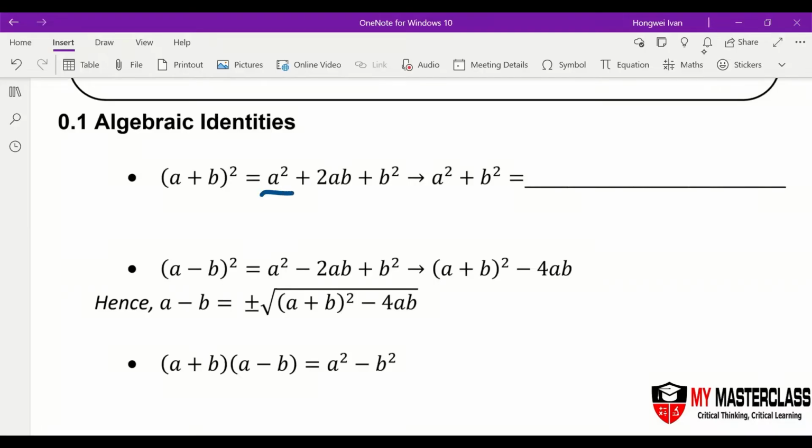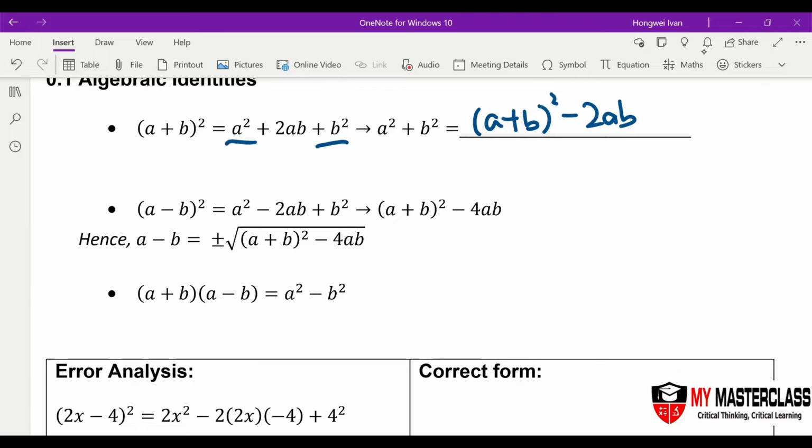Now, if I want to make a square plus b square the subject, I bring the 2ab over. This one, HCI boys must know, is (a plus b) bracket square minus 2ab. Last time, in the older syllabus, it was very commonly asked, but now most schools have already taken it out. But sometimes you will still need it. HCI boys, for sure, you will need something about this.